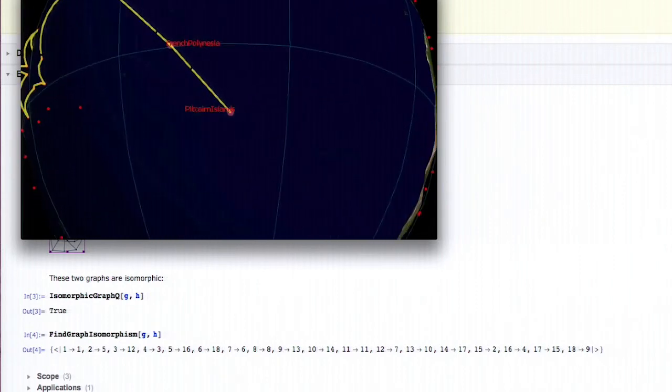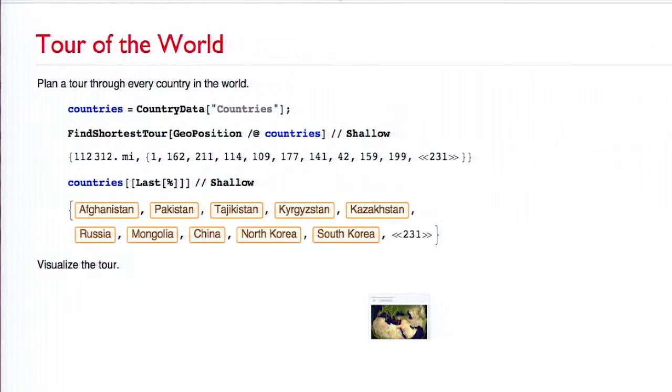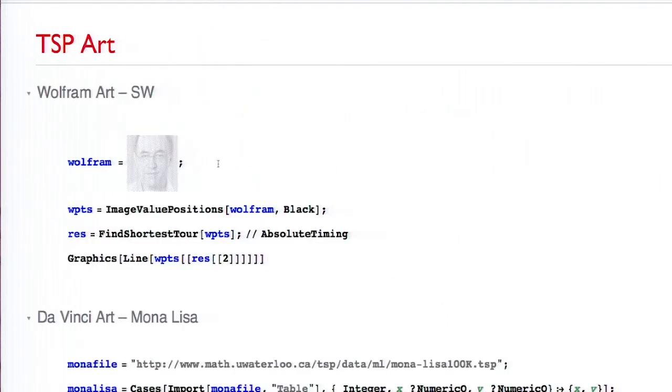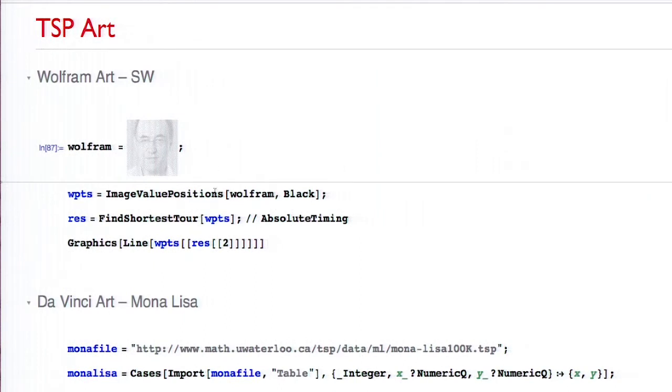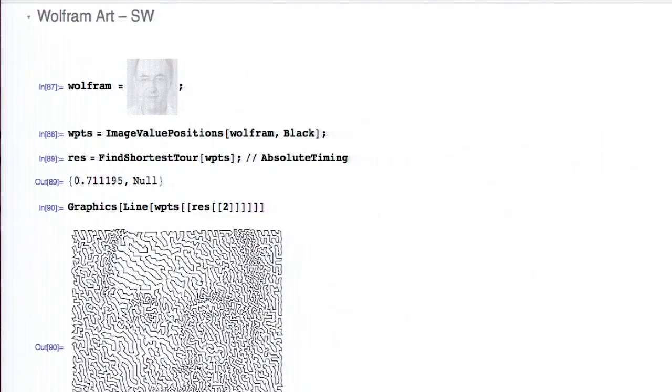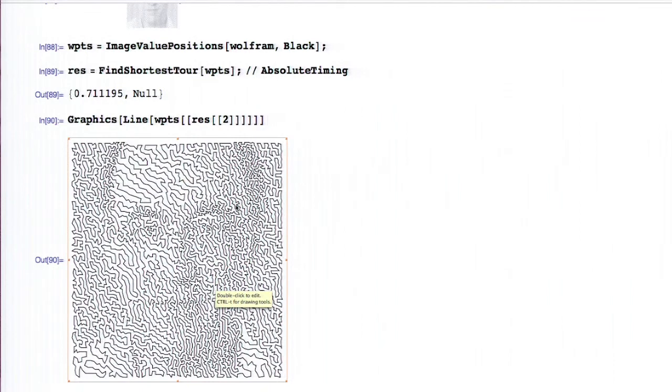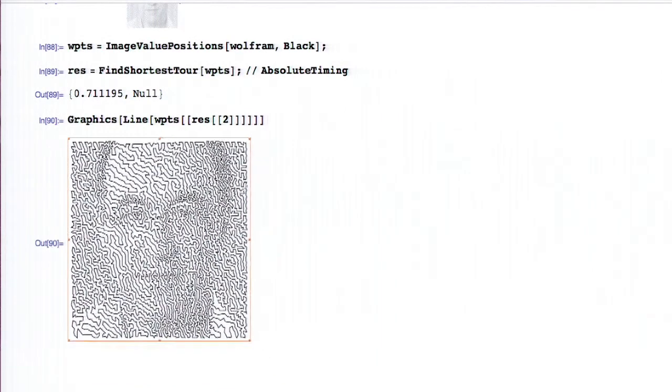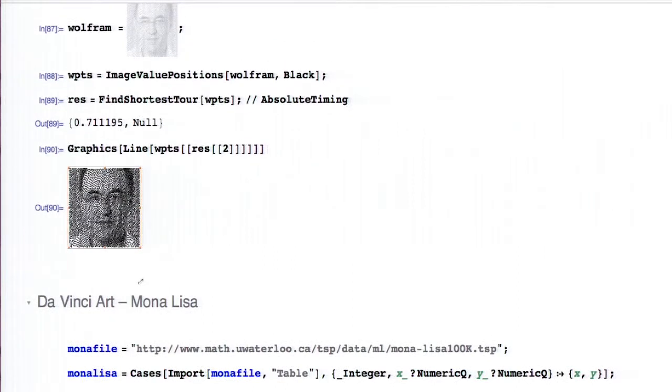And moreover, you can do more interesting things. Essentially, you can do TSP art. So this is an image of, I believe you all recognize, Stephen. You can take the positions. And since the shortest tour is so fast, you can solve it in a couple of seconds and do a continuous line drawing of the image. So let me just resize it, and then you see that it's the same picture.